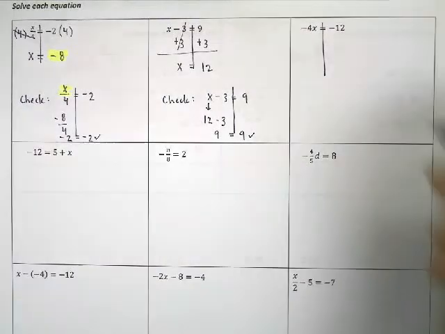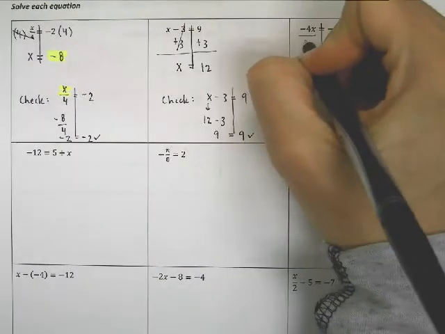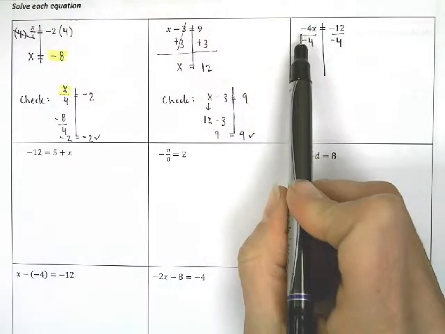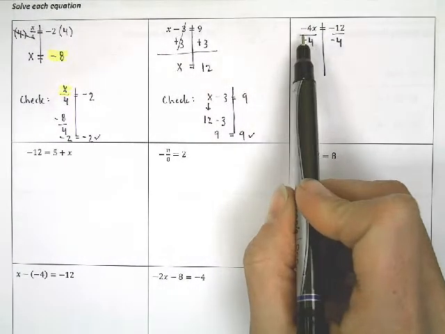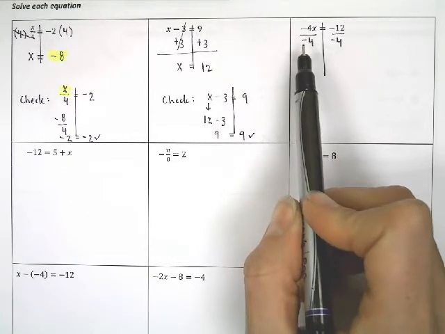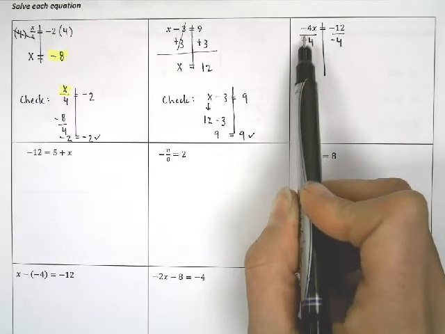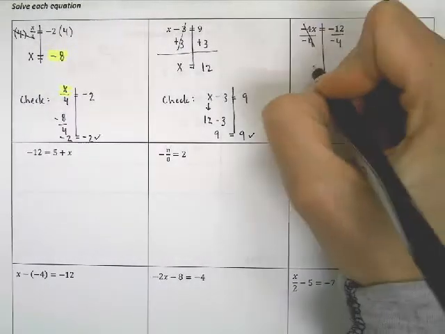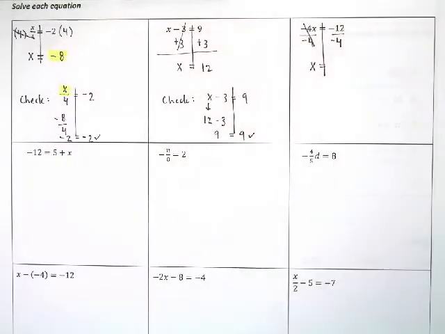To undo multiplication, I need to divide. So I'm going to divide by a negative 4 on both sides. Now notice, since I had a negative 4 here, I need that to go away. So I need to divide by that exact same number on the bottom. So if this was a negative 4, I need a negative 4 on the bottom as well. Then those will cancel, and I get x equals.